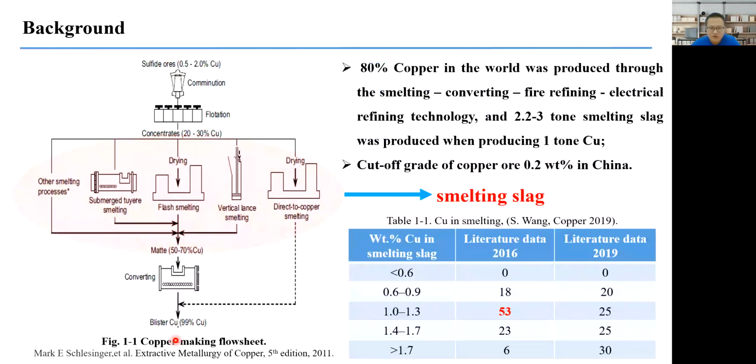So this is a flow sheet of copper making. And you know that more than 80% of the copper in the world was produced through pyrometallurgy. And copper matte smelting, converting, fire refining, and electrical refining is the dominant technology.